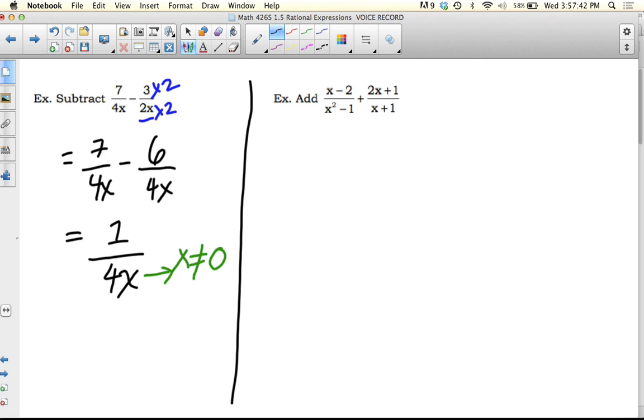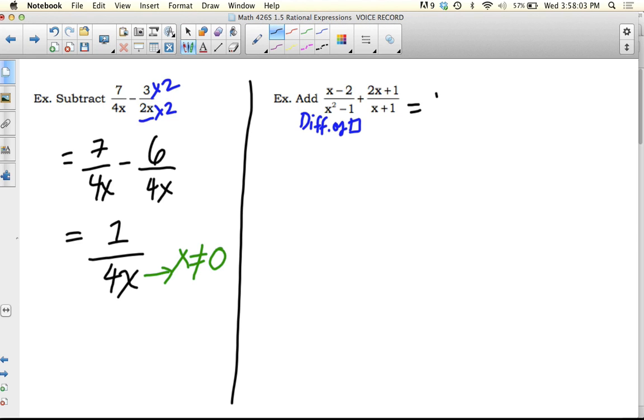Okay, let's do another one. If you look here, x minus 2 over x squared minus 1. That should bring some light bulbs here. This is a difference of squares. Okay, everything else should be okay. So 2x plus 1, x plus 1, that's fine. So now let's do a little bit of factoring.